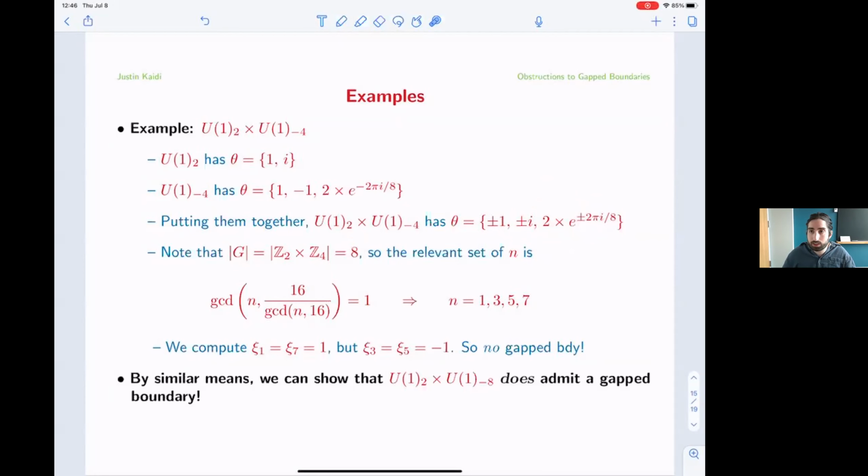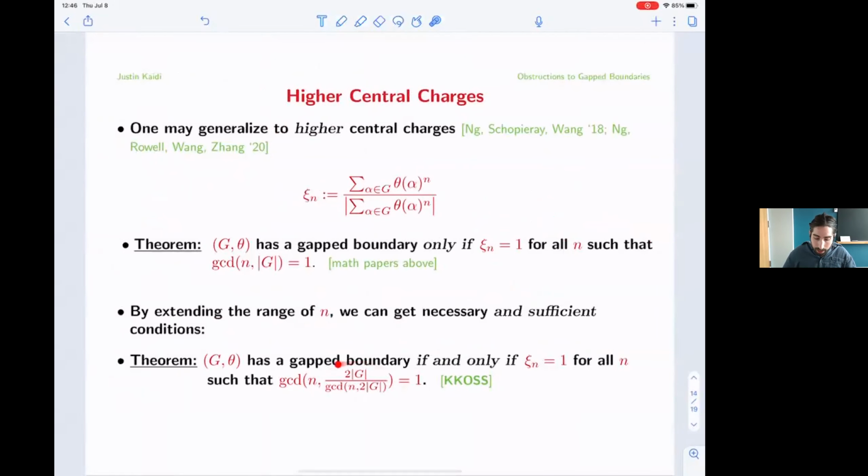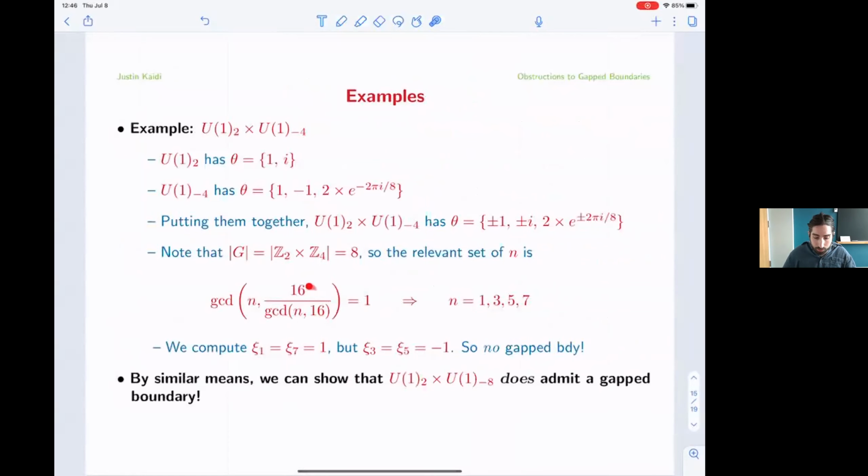And now to ask the question about gapped boundaries, I first find all of the n which satisfy this condition. Okay, so in this case, the order of G was 8. So I search for all n satisfying this guy here. And it turns out that the results are just 1, 3, 5, and 7.